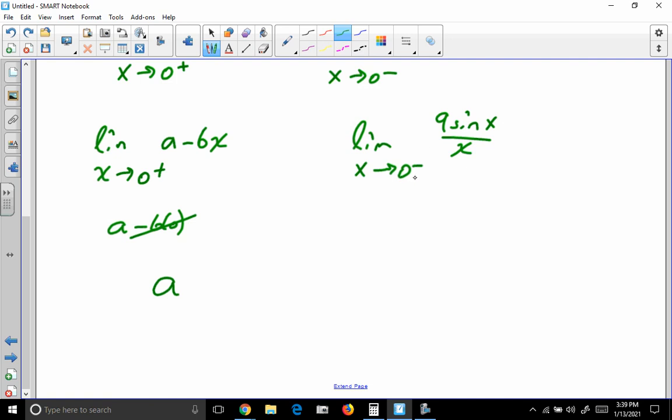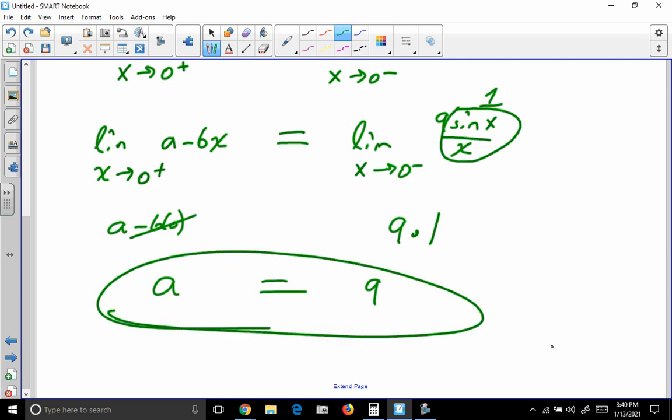For the other limit, if we let x go to 0, that part goes to 1. Sine x over x goes to 1 as x goes to 0. So we get 9 times 1, or 9. For us to be continuous at 0, those two limits have to be the same. They have to come together. So we have to equate those. So A would have to be 9. The left limit and the right limit have to be equal. For them to be equal, this limit is A, this limit is 9, hence A equals 9.